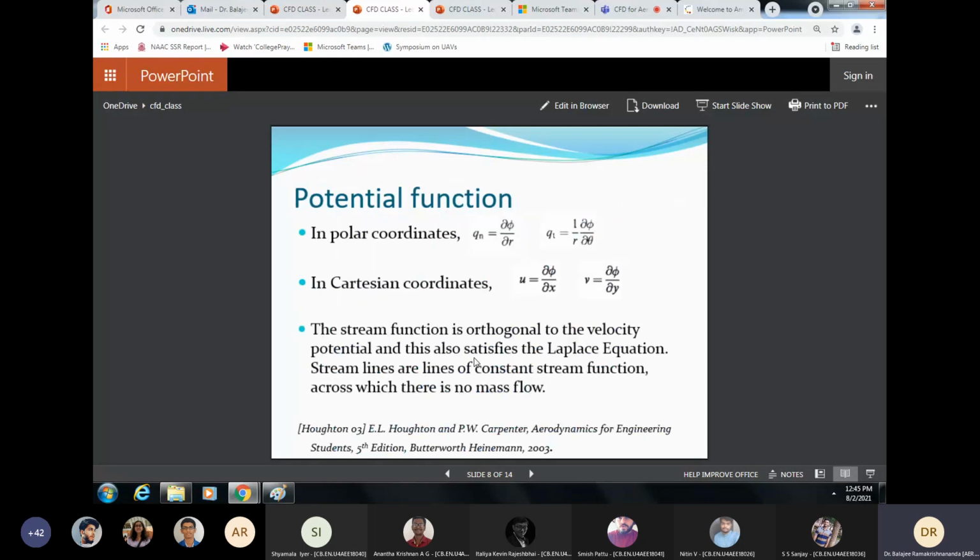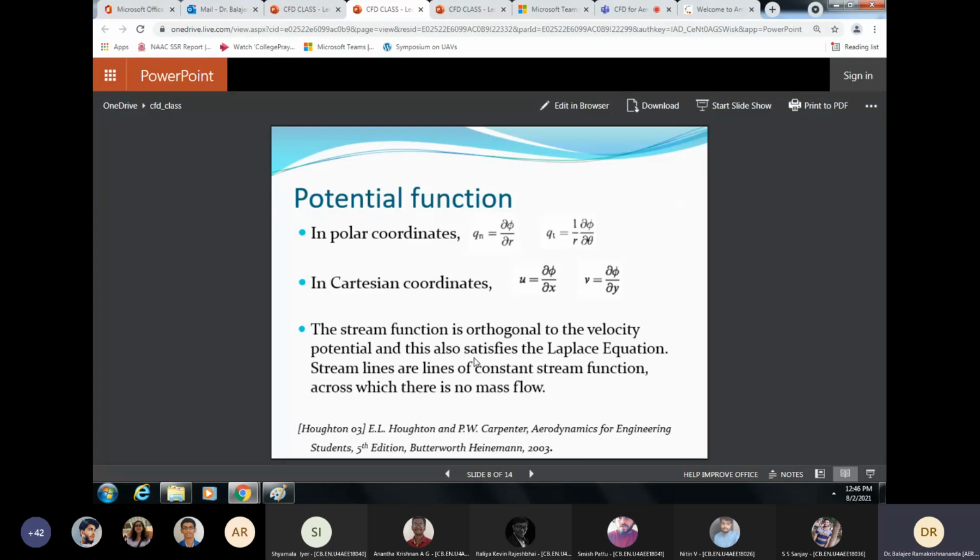Then the potential function in polar coordinates is given here. Qn and Qt: n is the normal mass flux, Qt is the tangential mass flux. So these are dou phi by dou r and 1 by r dou phi by dou theta. Not intuitive. Then in Cartesian coordinates, the x velocity u is dou phi by dou x, and the y velocity v is dou phi by dou y.